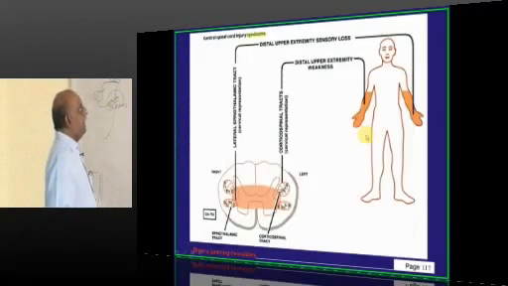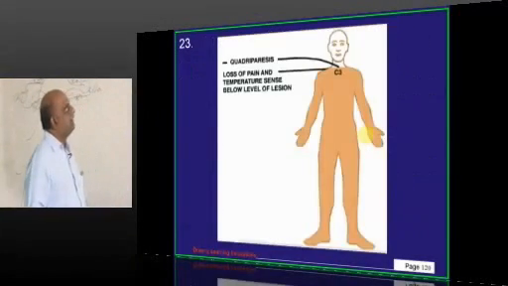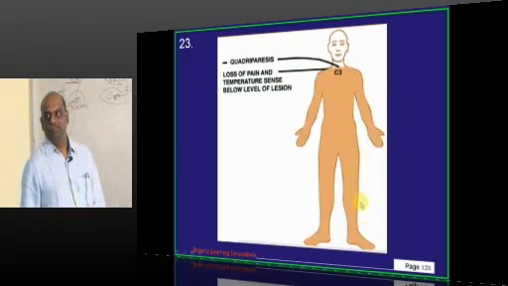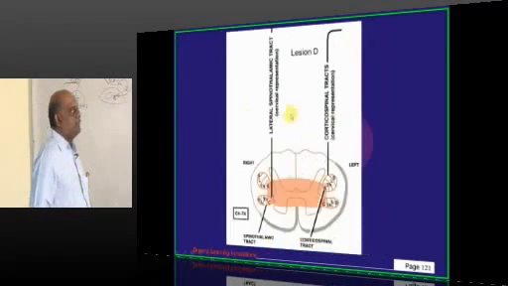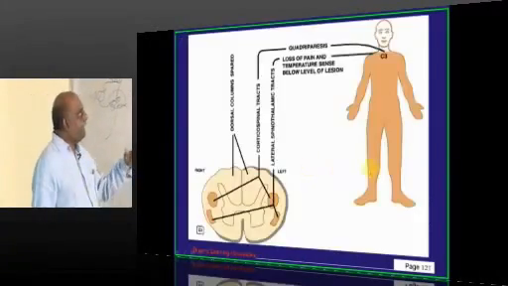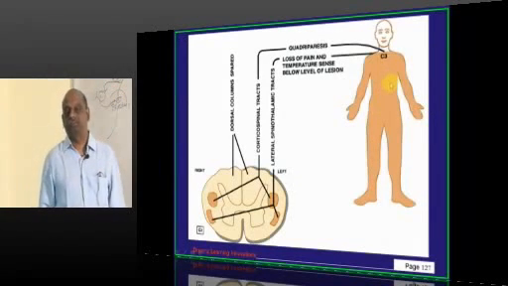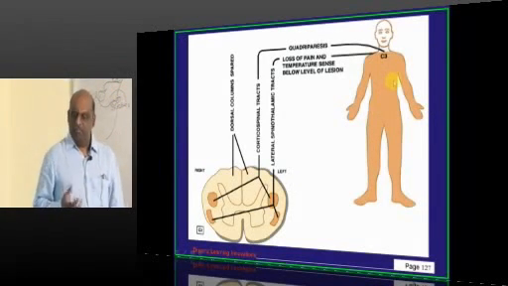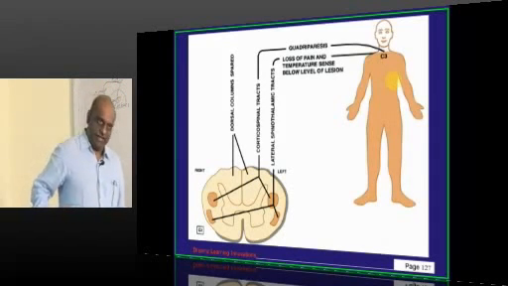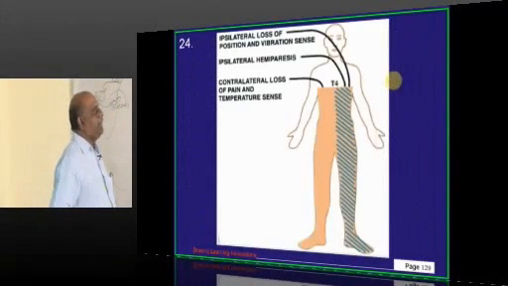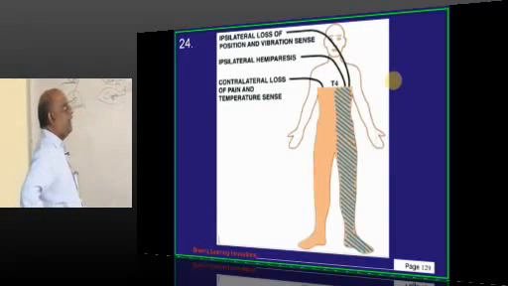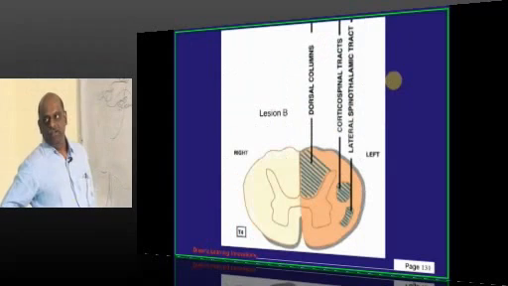Okay. Then you have quadriparesis and loss of pain and temperature below the level of the lesion. So what is the possibility in this given case? It is an example of anterior spinal cord syndrome, because in the spinal cord the anterior aspect is all motor and the posterior aspect is all sensory, which is what you have to understand.